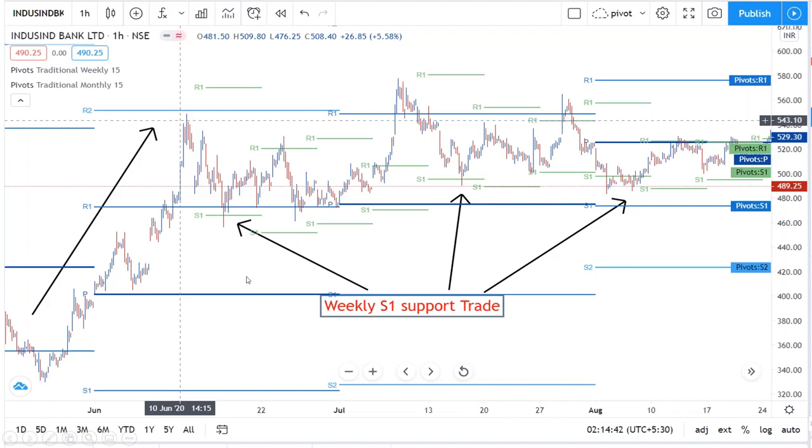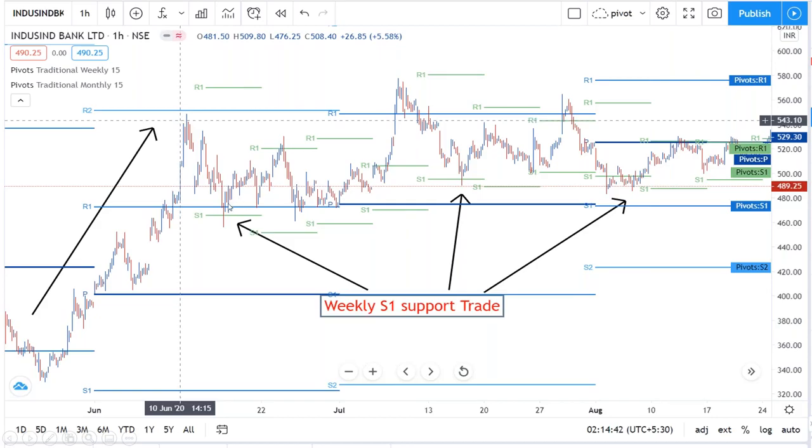This is IndusInd Bank chart. Now price was above the weekly pivot level, the blue line. In this zone, price went up with a strong up move, the first black arrow. It came down and tested the S1 level on weekly. Coincidentally, monthly R1 was also there. So at this dual level, it took support and bounced from there.